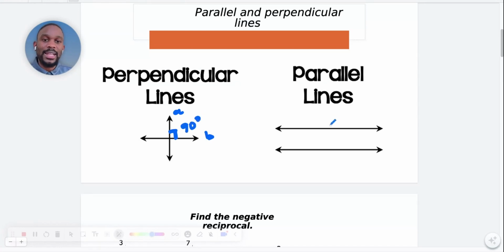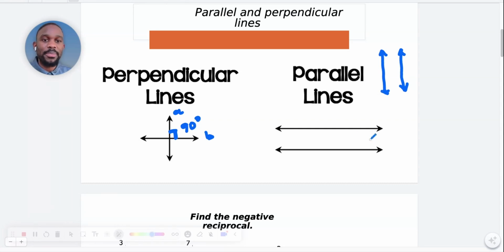What about parallel lines? You see, both of them are going pretty much in the same direction and they would never intersect, right? They could be like this. So these two lines, they would never intersect. Even if they go on to infinity, they'll never intersect. So these are parallel lines. So perpendicular lines do intersect, and parallel lines do not intersect.